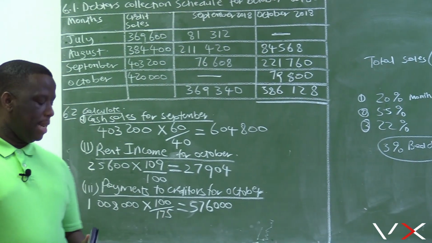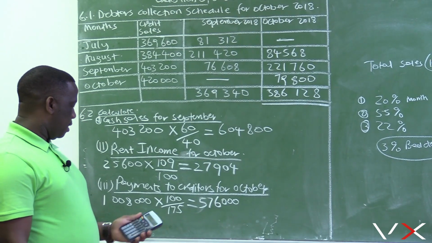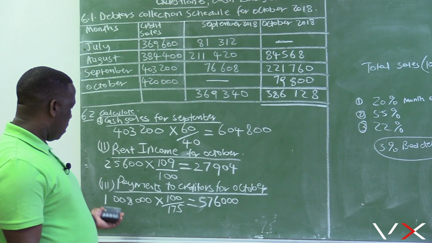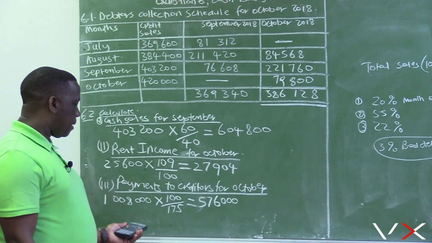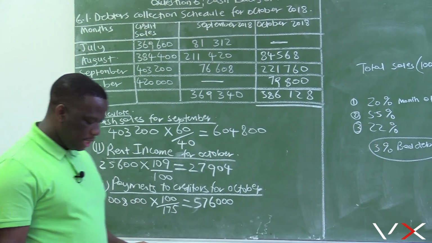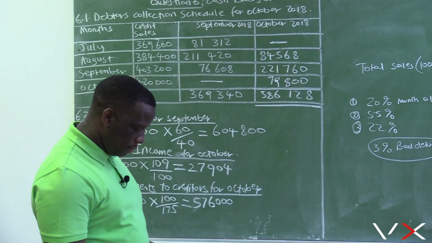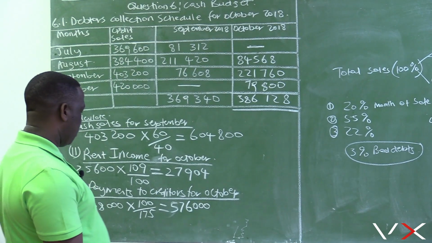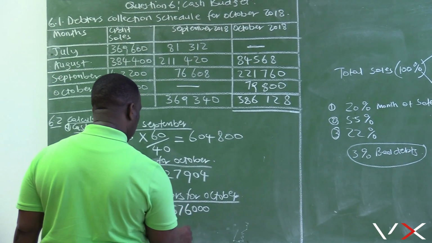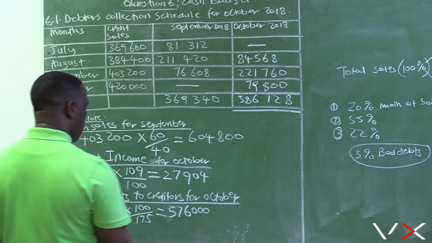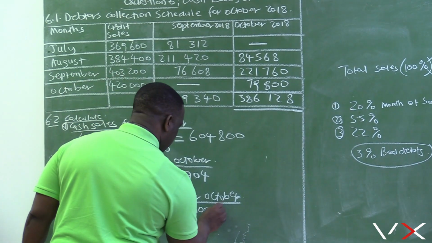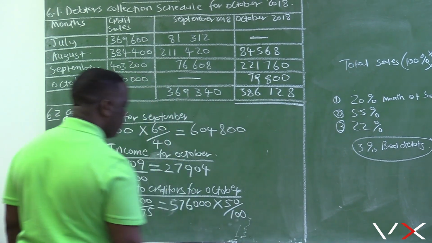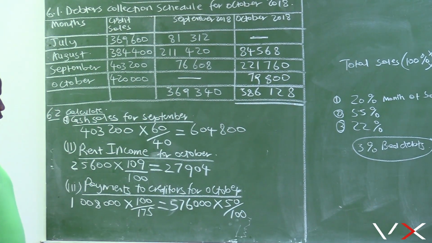If we have to replace all the stock sold, then we will have to pay the cost price of the stock, because 1,008,000 is the selling price, but the cost price is 576,000. And we are told here that 50% of purchases are on credit. So when we are going to buy for 576,000, 50% will be for cash and 50% will be on credit. So let's calculate the 50% which will be on credit.